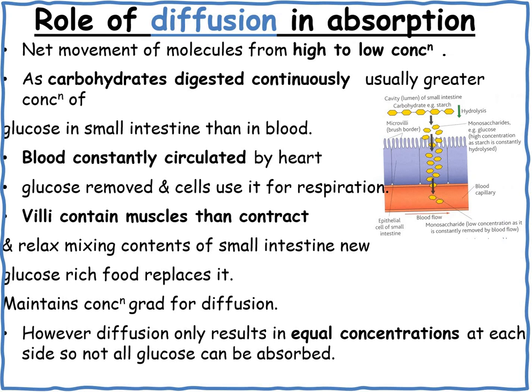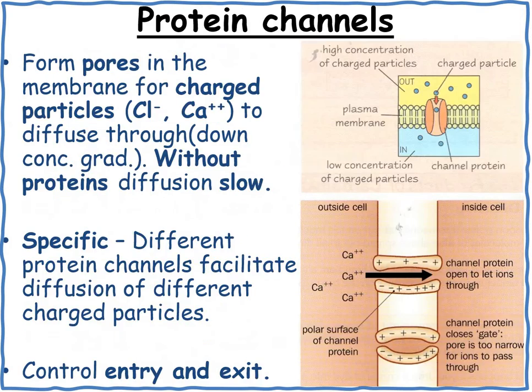However, as said in the active transport video, diffusion can only result in an equal concentration at each side, so not all glucose can be absorbed by facilitated diffusion. Some of it will have to be done by active transport. So let's just go back.